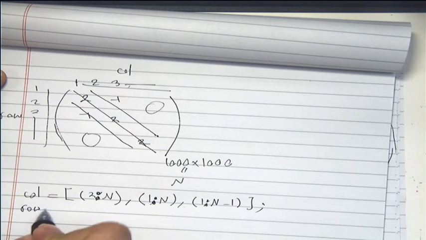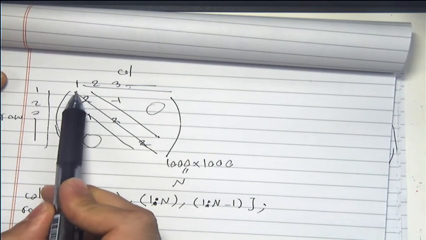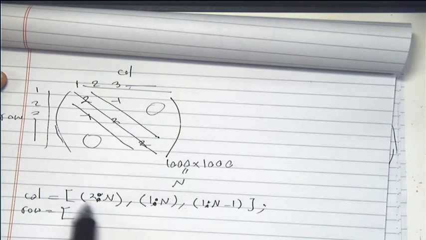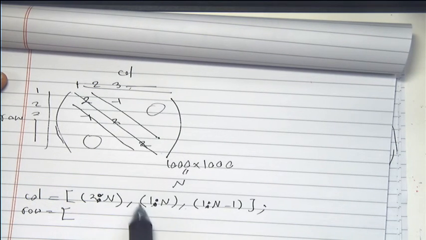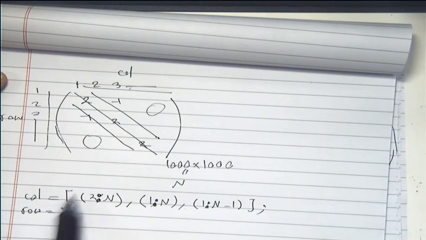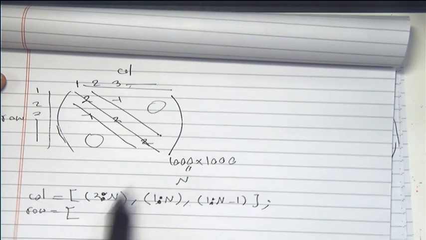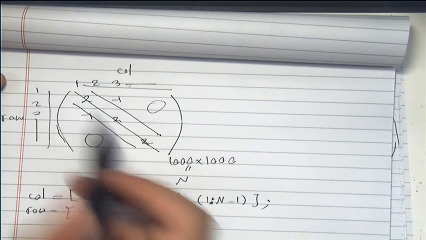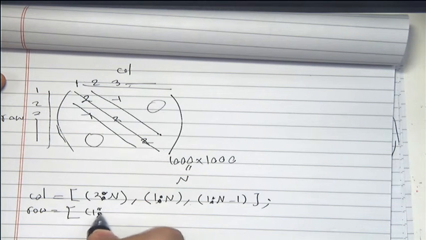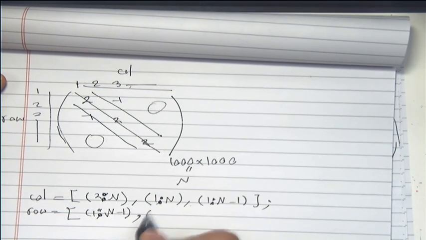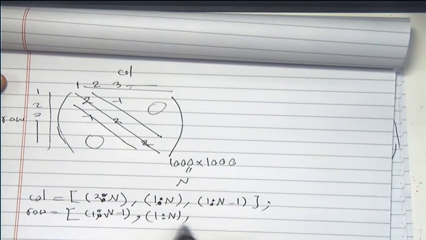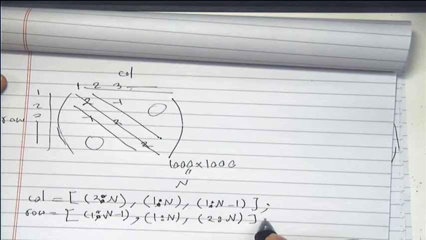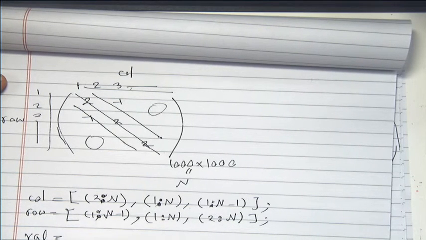For the rows, they have to correspond, right? I did the first upper diagonal first, then the main diagonal, and then the lower diagonal. So these are the column indices, and the corresponding row indices are going to be 1 to n minus 1, again 1 to n for the main diagonal, and 2 to n for the lower diagonal. And the values should also correspond.